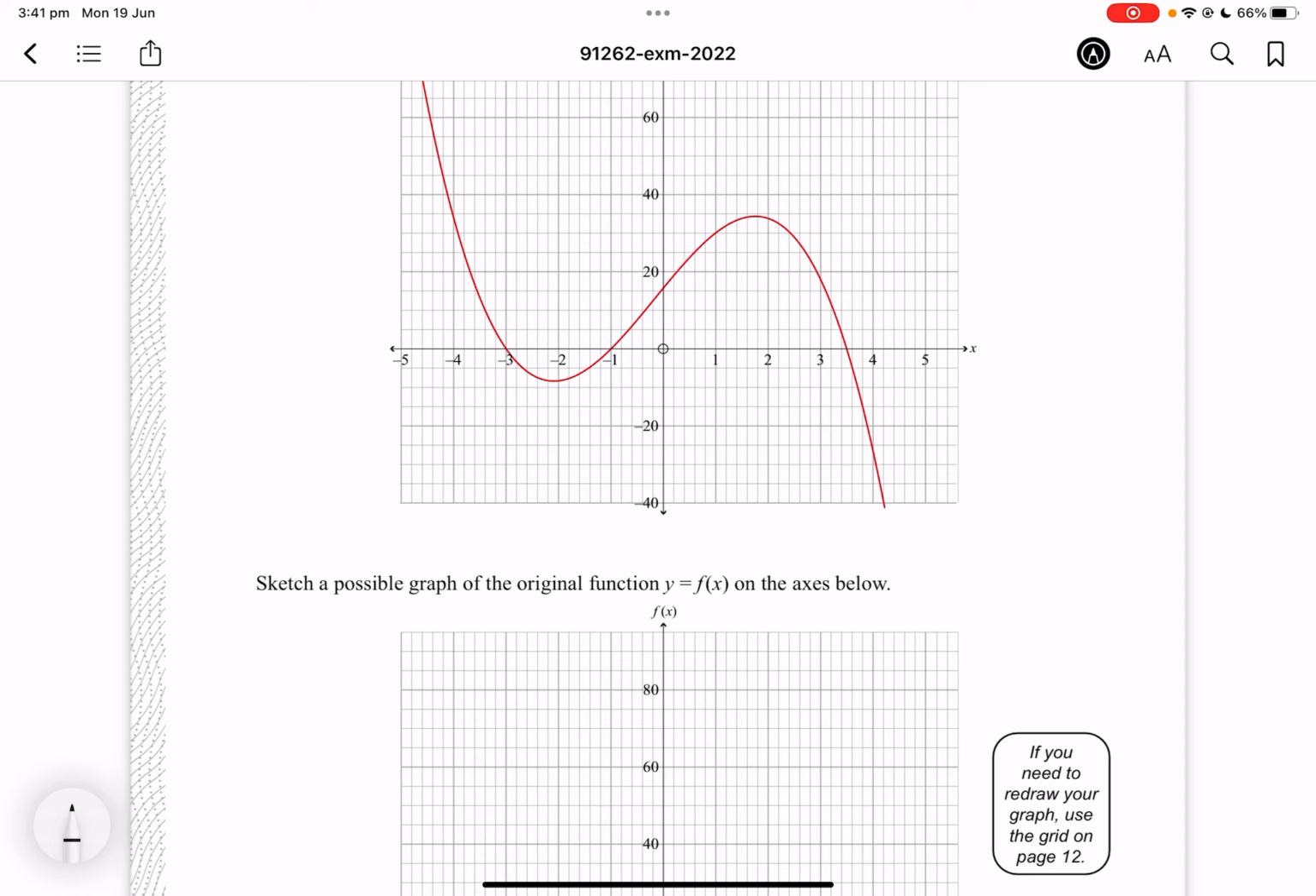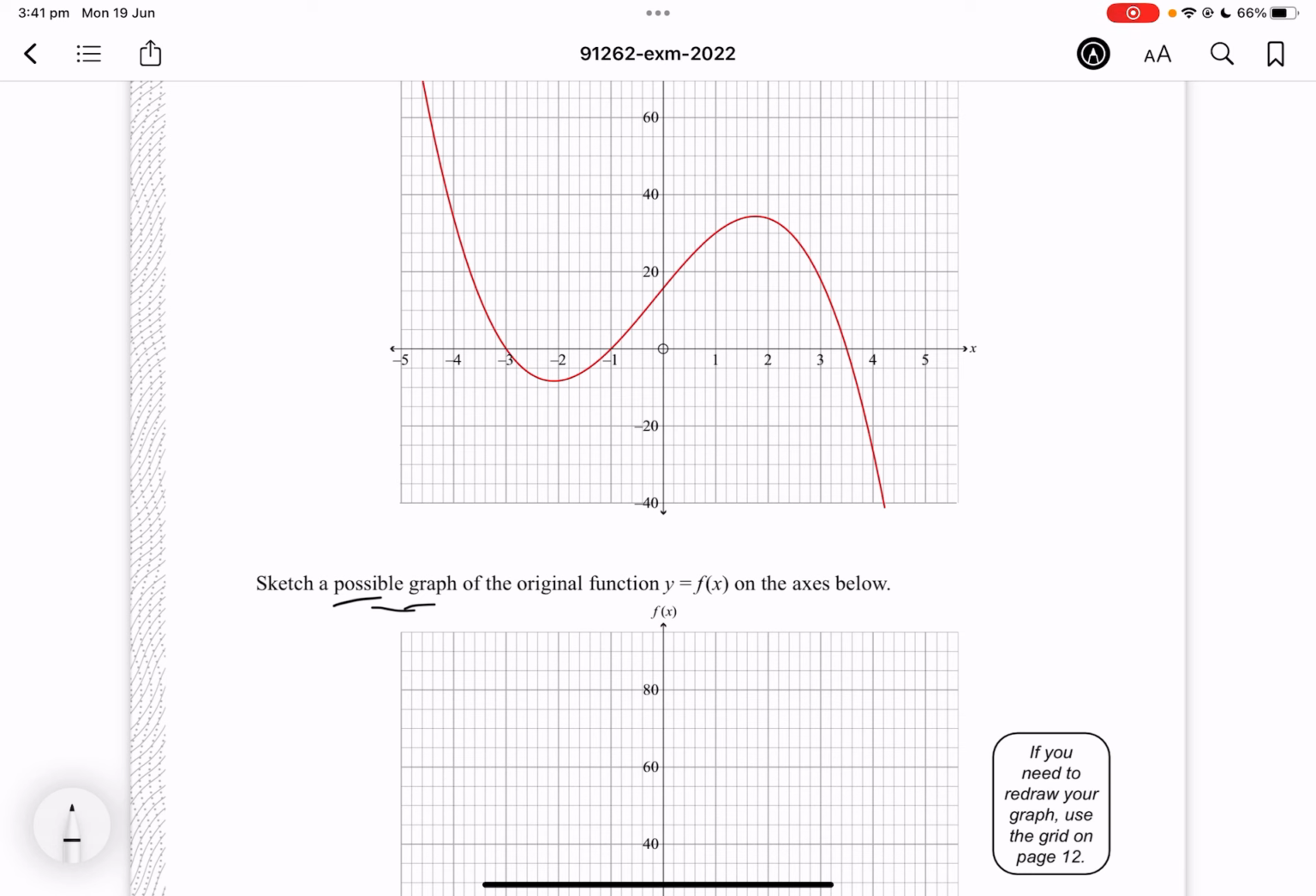Alright, so this question just says to sketch a possible graph. This type of language makes me feel that you don't need to be exact, point for point, with the coordinates matching up exactly. But as long as your rough shape is correct, then you should be okay.